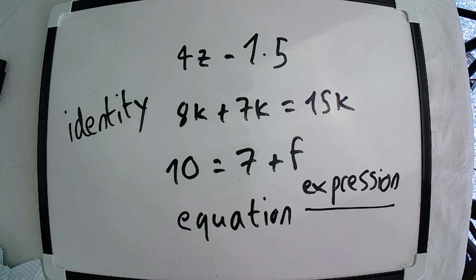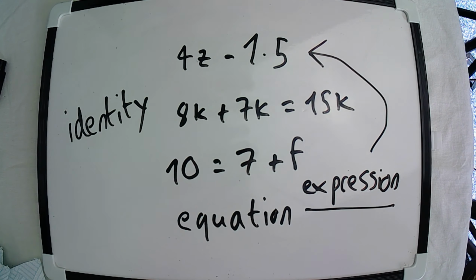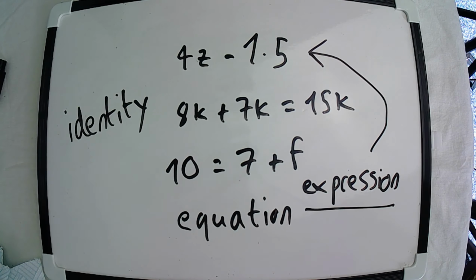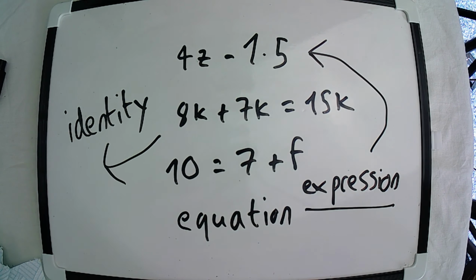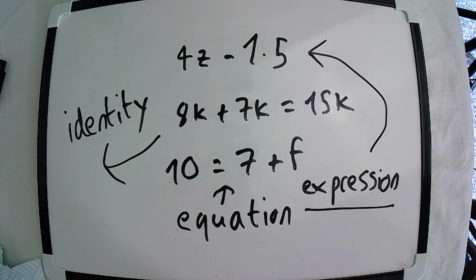Let's look at the expression first, which is this one. Expressions do not have equal signs. 4z subtract 1.5. What this means in very simple language is we have 4 lots of z, 4 multiplied by any number z, subtract 1.5. The second one we call an identity. 8 lots of k plus 7 lots of k equals 15 lots of k. And this third one we call an equation. 10 equals 7 plus f.